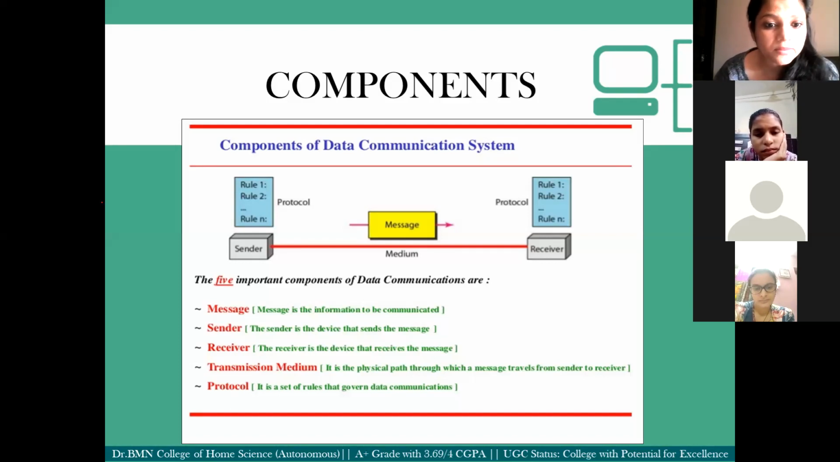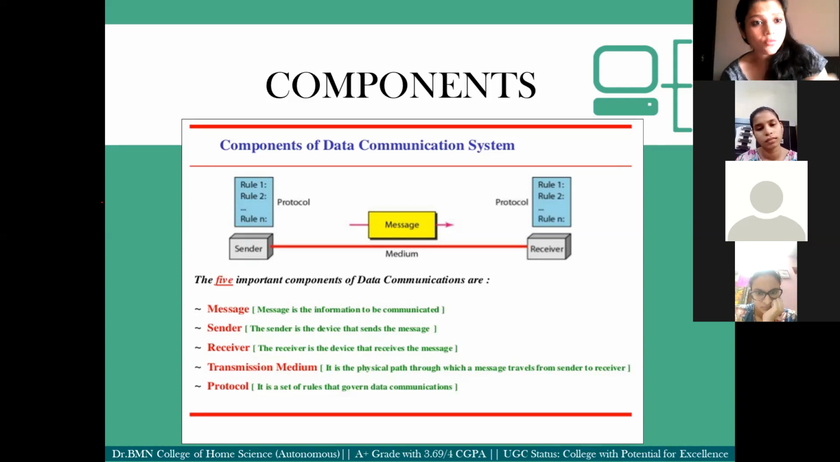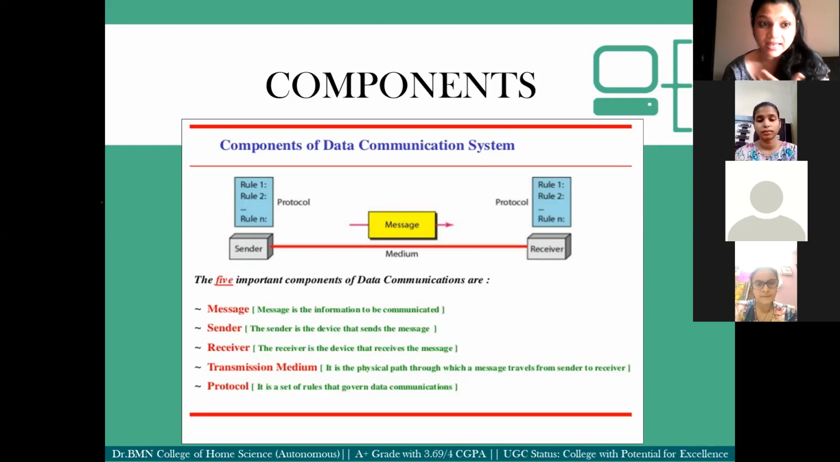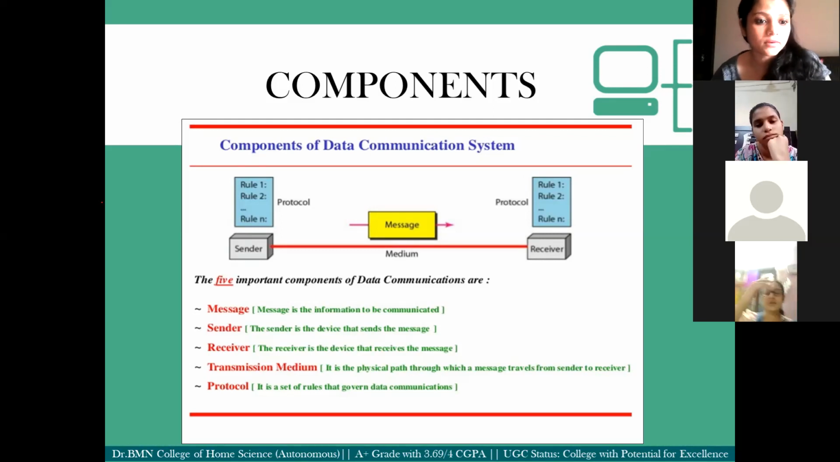Then there's something called transmission medium. Transmission medium is the physical path through which the message travels from the sender to the receiver. If it is a wired connection, it will be your wire on which the message is traveling. If it is wireless communication, it's a wireless connection, but still there is a link between both the parties. So that becomes the medium. I hope it is understood. Transmission medium means the path on which the information travels from the sender to the receiver.